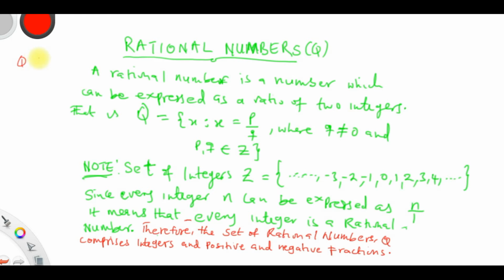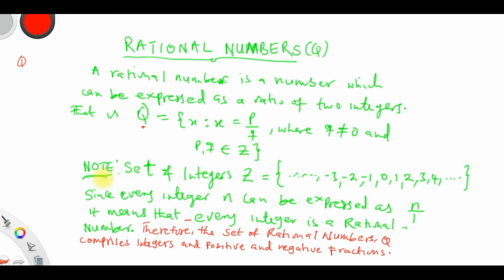Using set notation, we can say that the set of rational numbers Q is equal to p over q, where q is not equal to 0, and p and q belong to the set of integers. We are saying that q should not be equal to 0, because if q is equal to 0, then the rational number will be undefined. So q should never be equal to 0.